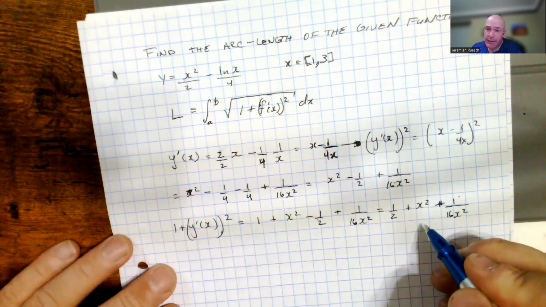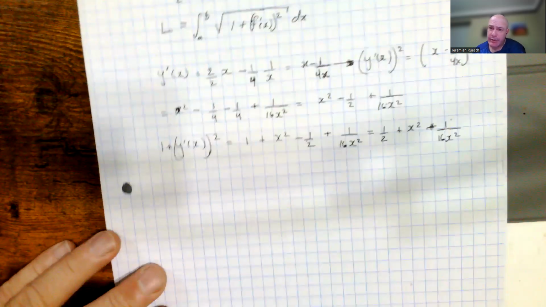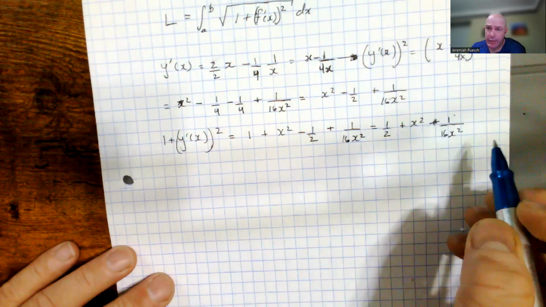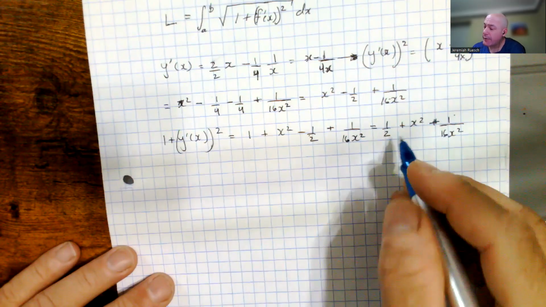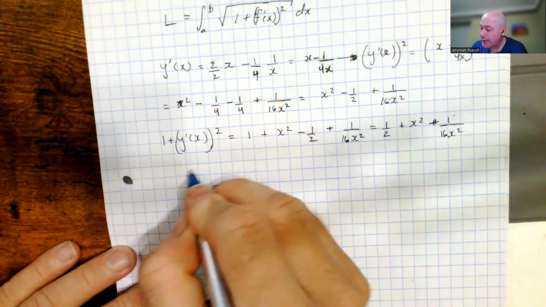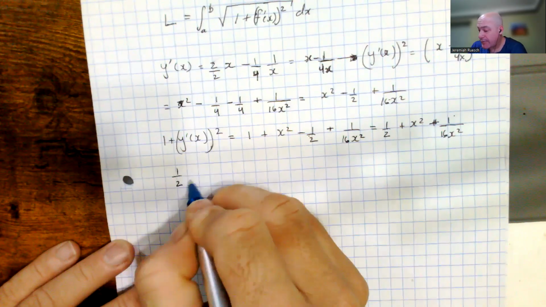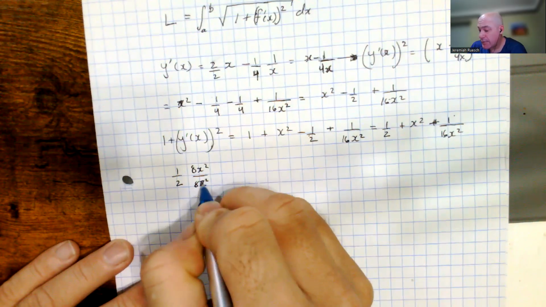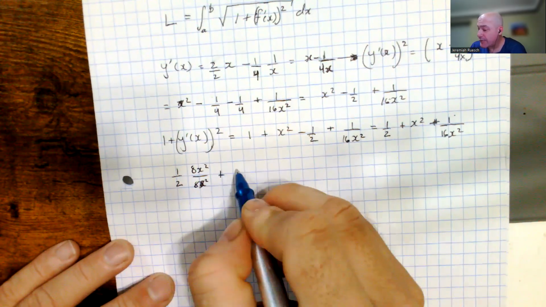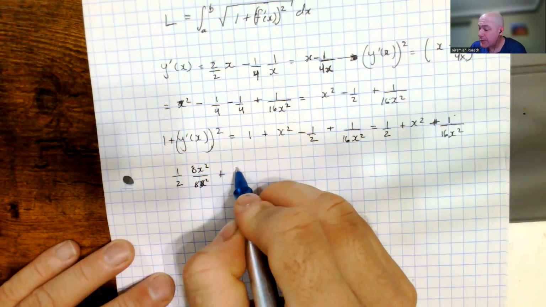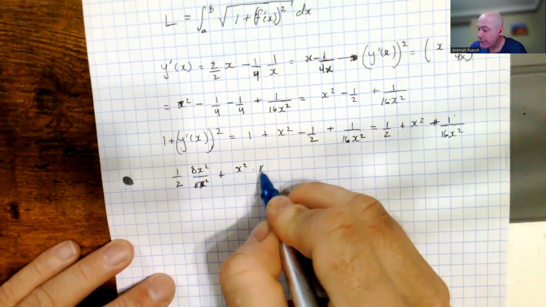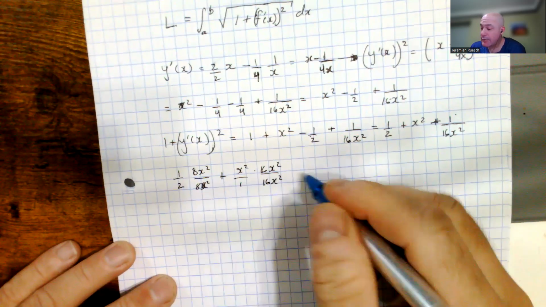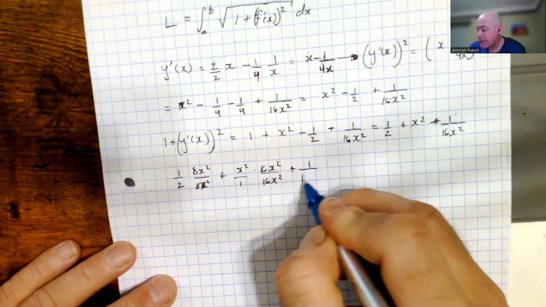Okay, and now it looks like maybe the last thing to do would be to get a common denominator. It looks like 16x squared will do it for all of the terms. So if I look at what I need to multiply each of these by, well, 1/2 needs to be multiplied by 8x squared over 8x squared. Plus, well, x squared doesn't have any of those. It's going to need a 16x squared and a 16x squared to match the denominators, and then of course the plus 1 over 16x squared.